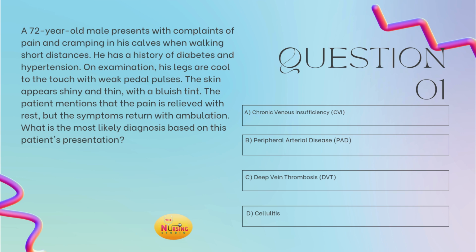Is it A, chronic venous insufficiency? B, peripheral arterial disease, C, DVT, or D, cellulitis? Take a moment and tell me what you got in the comments, y'all.